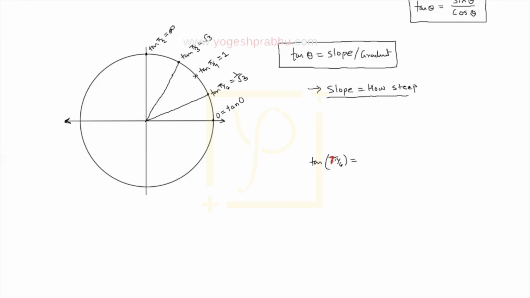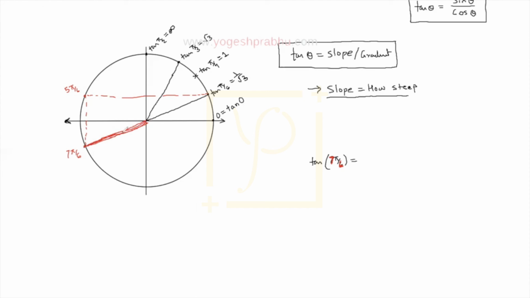7 pi by 6 is in the series of pi by 6, which starts here. You just have to keep going like this. Then this angle is going to be 5 pi by 6. Then the next angle over here is going to be 7 pi by 6. So now that's the angle we want to find the slope of.